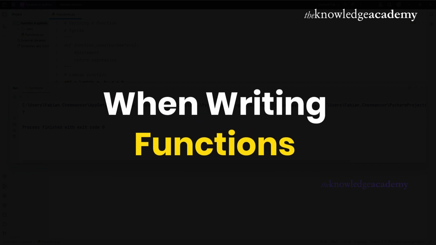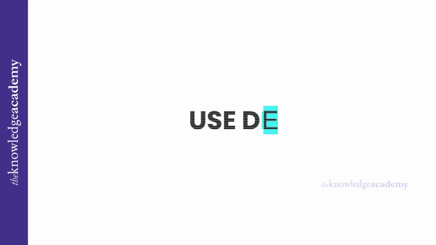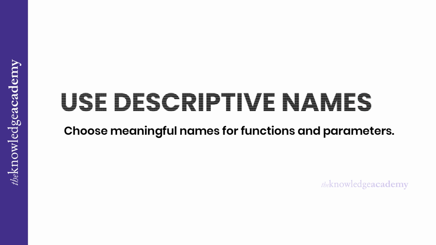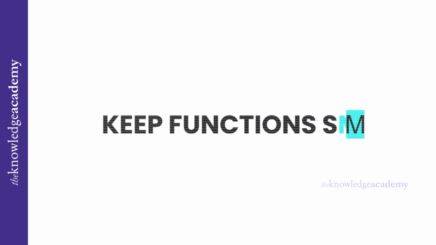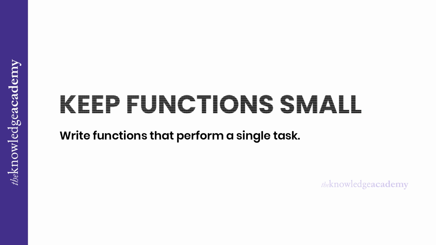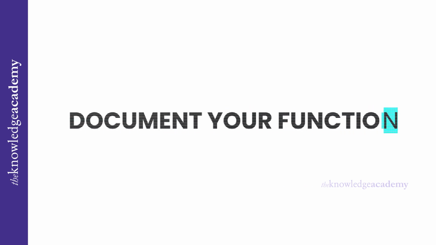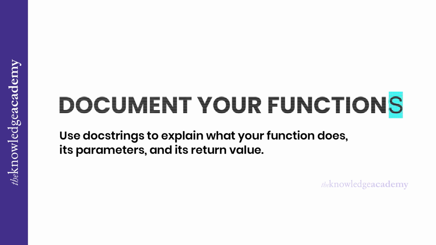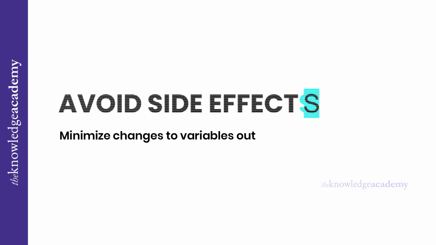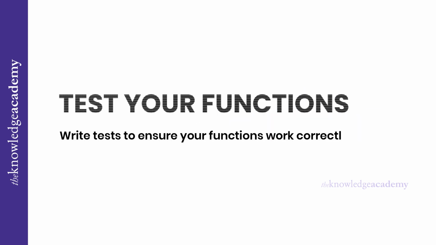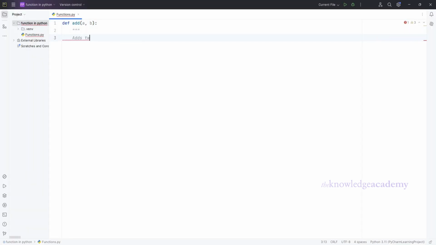When writing functions, follow these best practices. Use descriptive names: choose meaningful names for functions and parameters. Keep functions small: write functions that perform a single task. Document your functions: use docstrings to explain what your function does, its parameters, and its return value. Avoid side effects: minimize changes to variables outside the function. Test your functions: write tests to ensure your functions work correctly. In this example, we used a docstring to document the add function, explaining what it does, its parameters, and its return value.